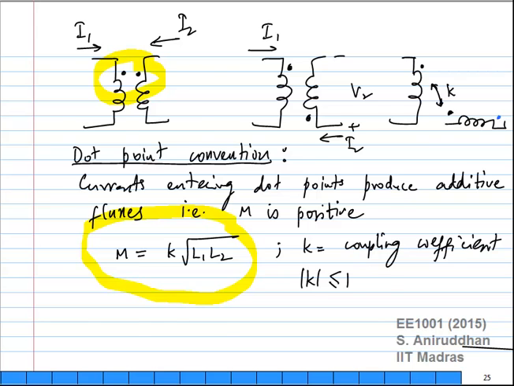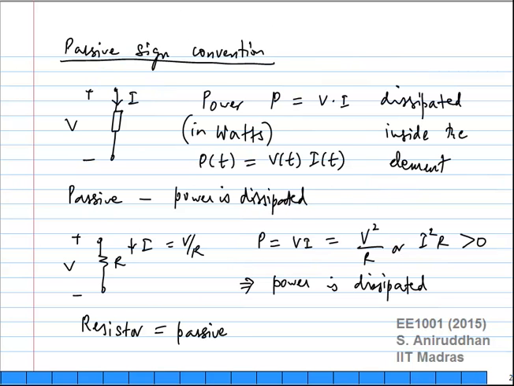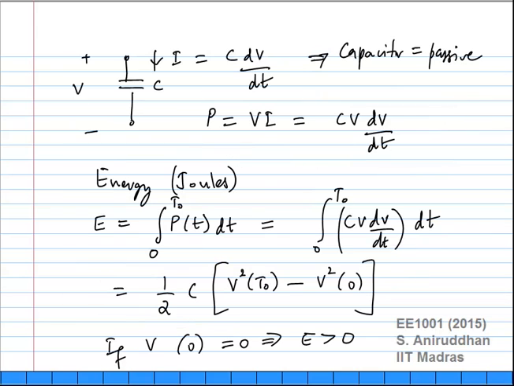Apart from that, we looked at the passive sign convention. Again, P of t, the instantaneous power, is V of t times I of t. This is the power dissipated inside the element. I use the word dissipated here because it's the easiest thing to relate to, since you all know about the resistor. The power is V squared by R or I squared R, definitely greater than 0, as long as V and I are greater than 0. So the resistor is definitely passive.